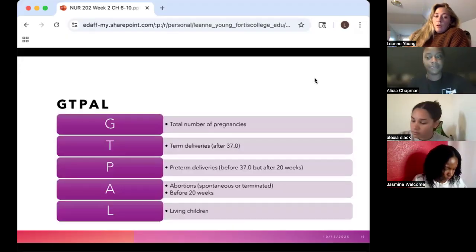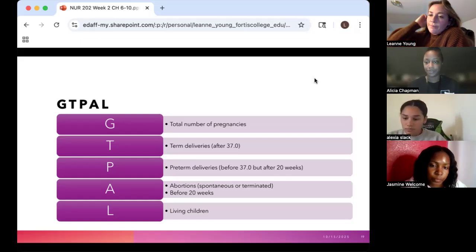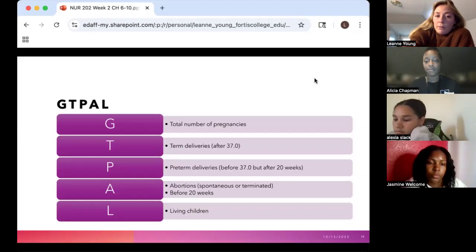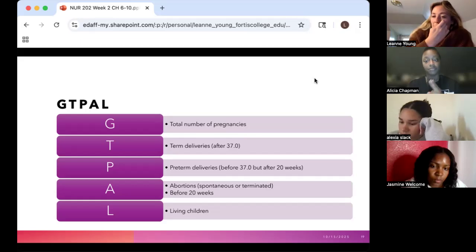The next one goes into a little bit more detail. If you're looking at a medical record from an OBGYN's office, they're going to go through each of these sections: G, which is gravity, T for term, P for parity, A for abortions, and then L for living. Your total number of pregnancies is gravity. T is your term deliveries, which is after 37 weeks. P is preterm deliveries, which are after 20 weeks but before 37. Abortions are spontaneous or terminated before 20 weeks, so miscarriages and elective abortions fit under this category. And L is living children.